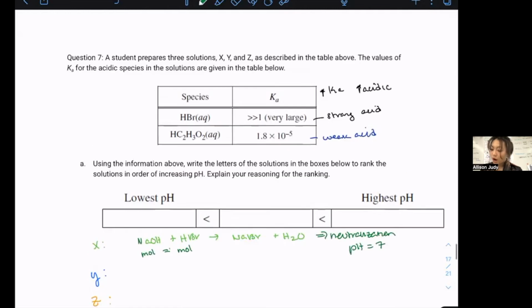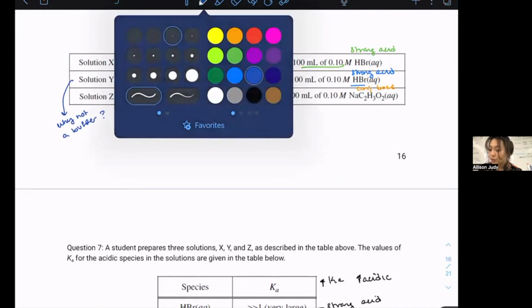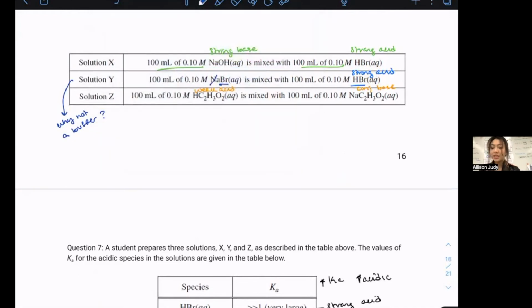Now, how about Y? Okay, well, Y is a strong acid and its conjugate base, Br minus. We have the same data as far as volume and molarity goes. So we know that we're going to be equimolar. And what your mind might first say is, oh, a strong acid plus its conjugate, buffer. But it's not a buffer because buffers can only occur with weak species.